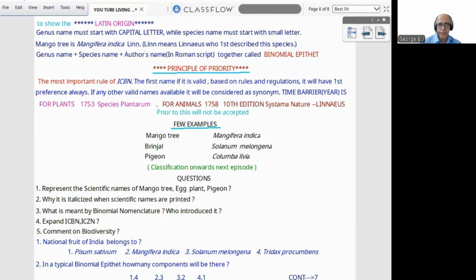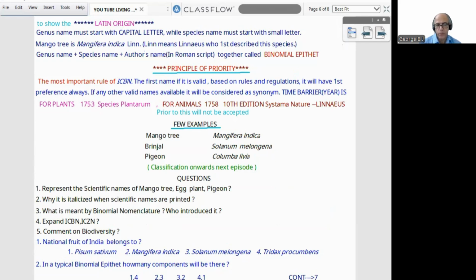Mango tree, Mangifera indica Linn, where Linn means Linnaeus, who first described the species, so he is referred to as the author. Genus name, species name and author's name together. The author's name should be in Roman script, called binomial epithet. The most important rule among ICPN is the principle of priority, that is, what Linnaeus gave.